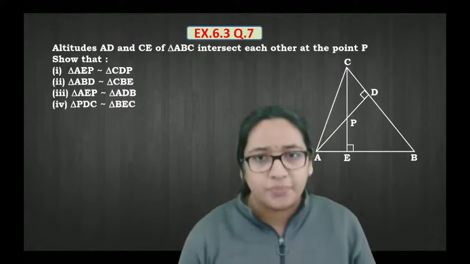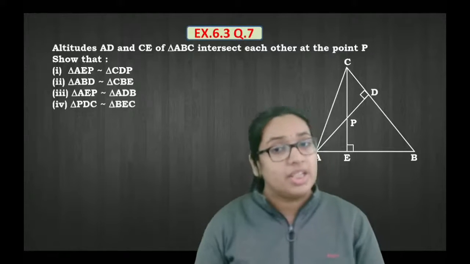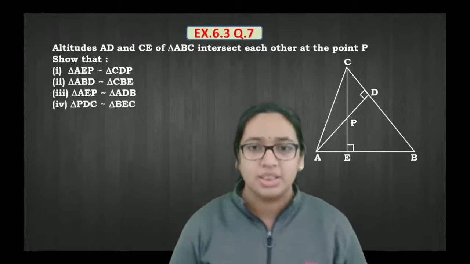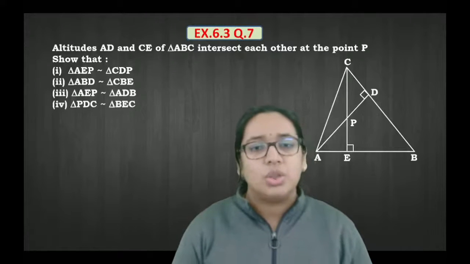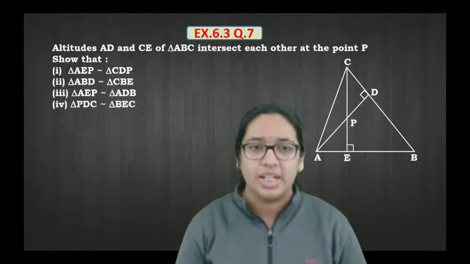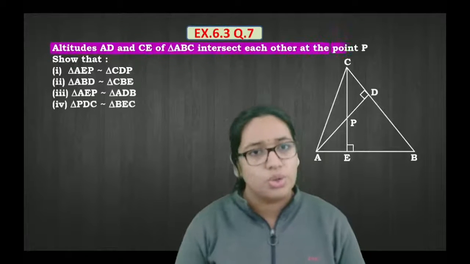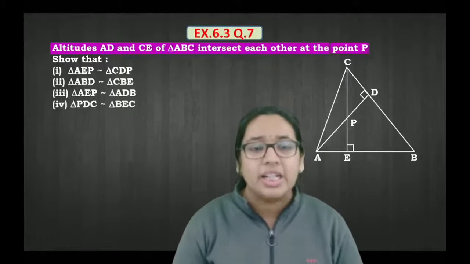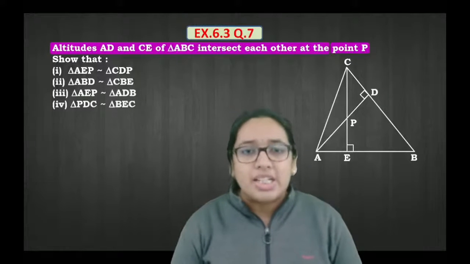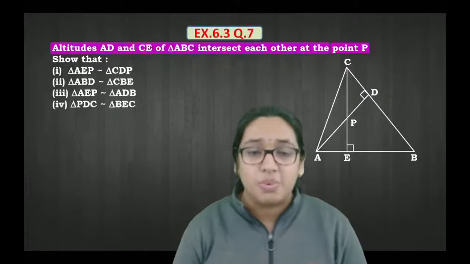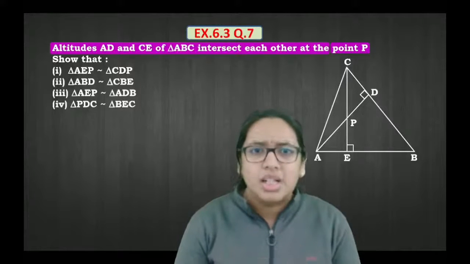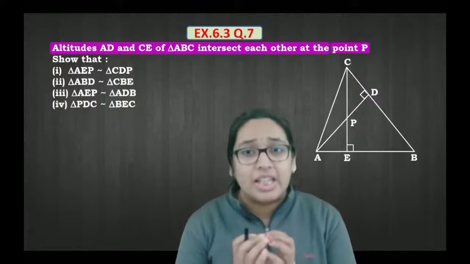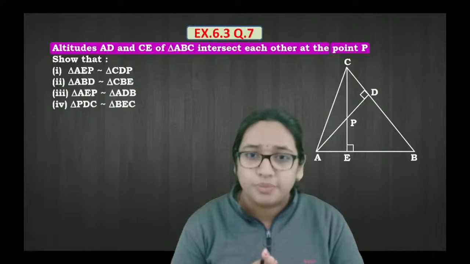Getting this one? Okay. So when can we say that given two triangles are similar? We have to check which criteria holds for this case, right? So we'll try to do the first one. Given that altitudes AD and CE intersect each other at point P. So before that, just tell me what is the meaning of altitude? When can I say that AD is an altitude?